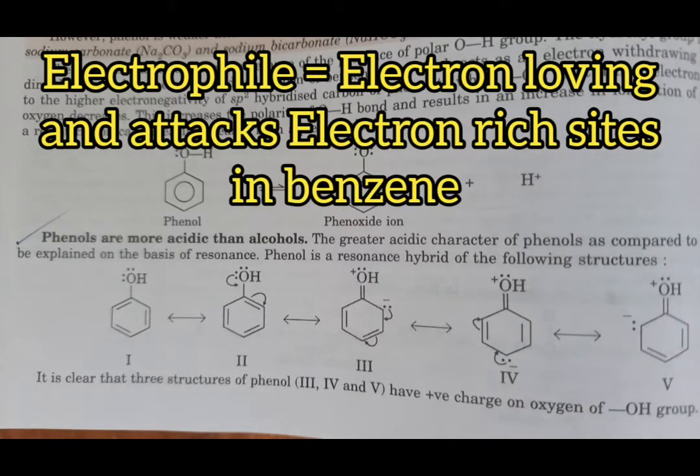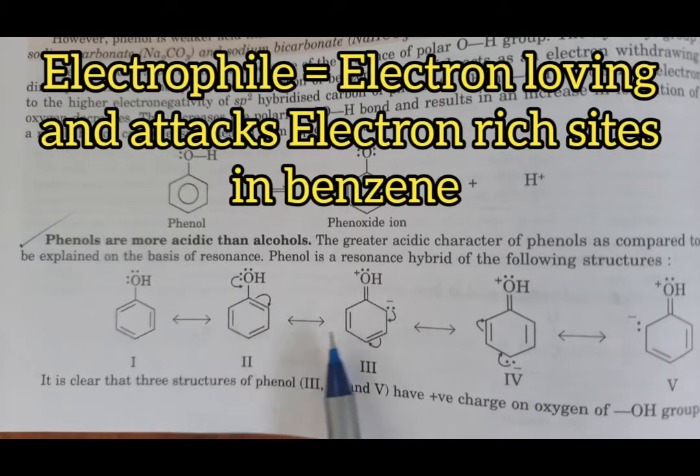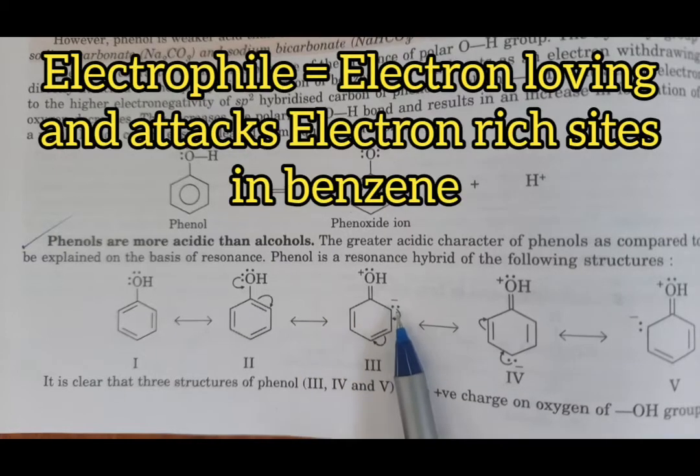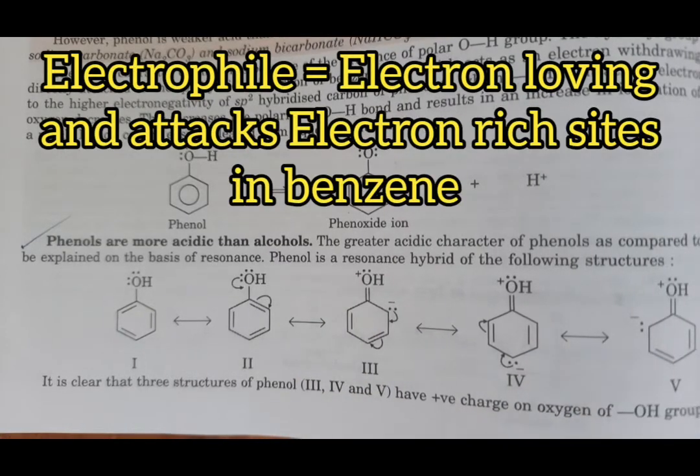The electrophile never attacks the meta position because there is no electron density in the meta position, so it will never ever attack the meta position. Since electrophiles are electron loving, E plus, they attack the ortho and para places. That's why we say phenol is an ortho-para directing group, students.